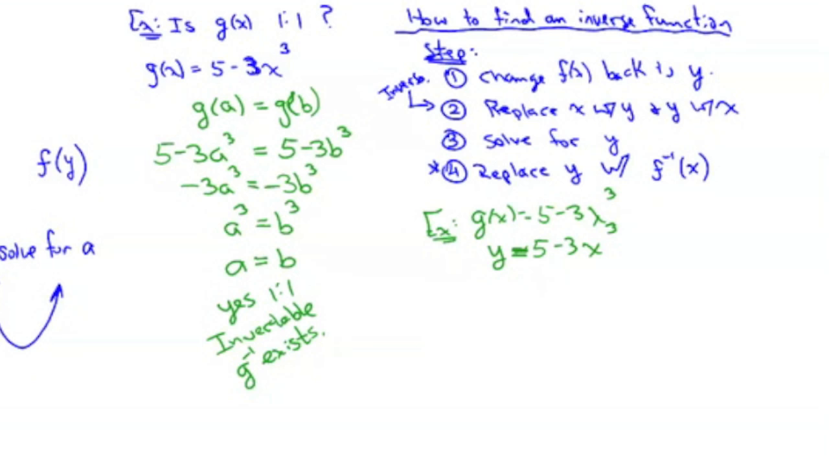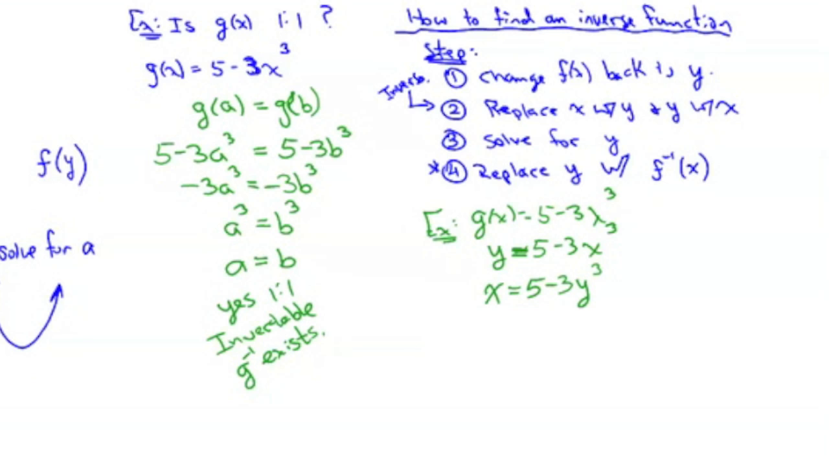Okay. Second step, take the x's and y's and flip-flop them. Basically, you're taking the domain and range and switching them. So wherever you see a y, replace it with x. Wherever you see x, replace it with y. Don't change anything else though. Leave all the powers and square roots and fractions wherever they were. Step 3 says solve for y. So how would you solve for y?